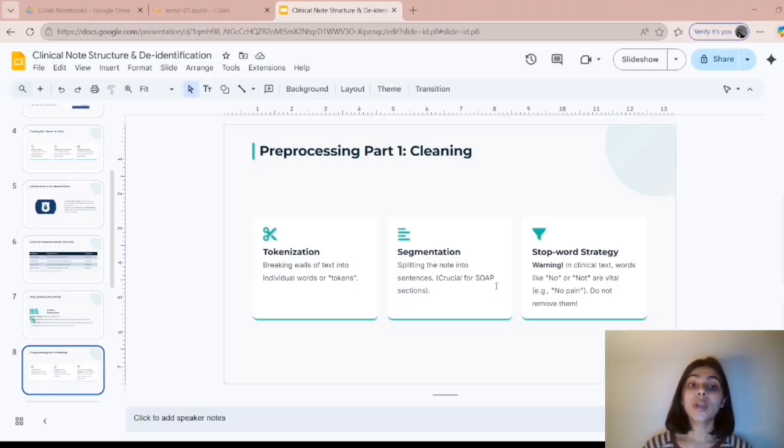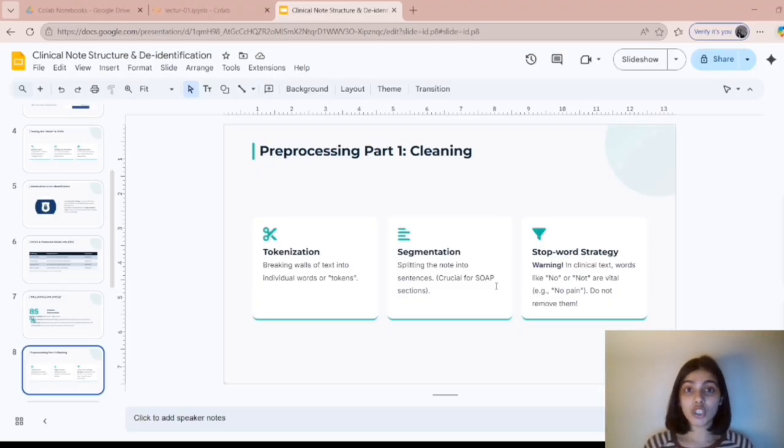Tokenization. What is tokenization? It's basically breaking walls of your text into individual words or tokens. For example, if it's a very small word, even if you don't break it into tokens, you're good to go. But if there's a term like peripheral nervous system, endocrine system, or something like that, you're gonna break it into tokens for your easy assessment.